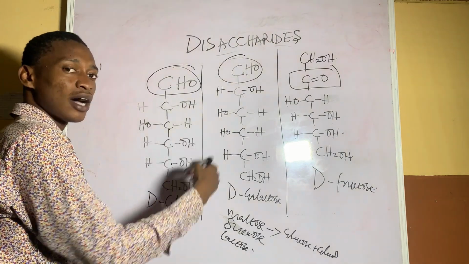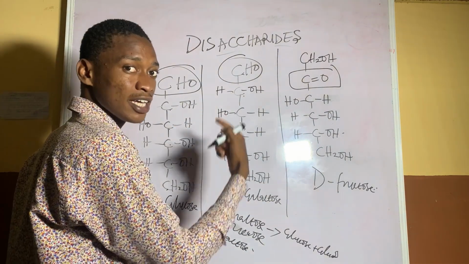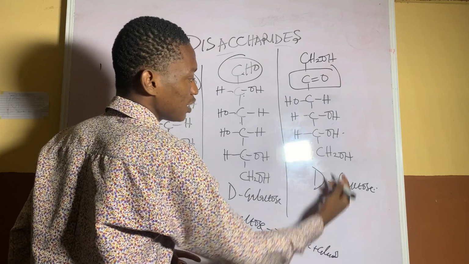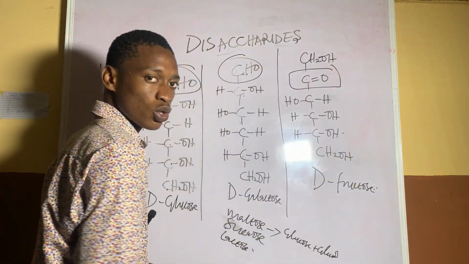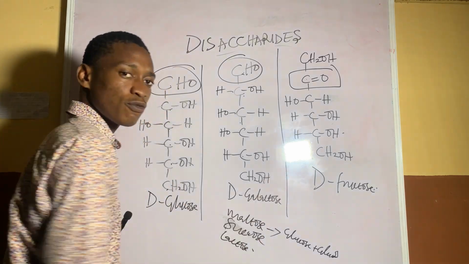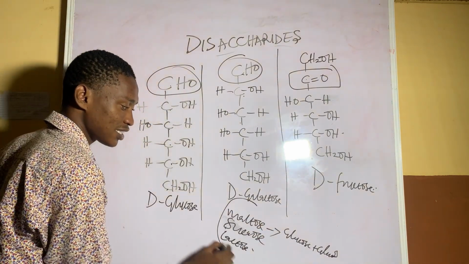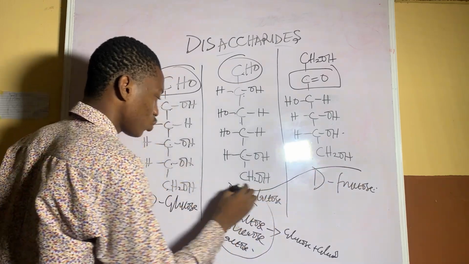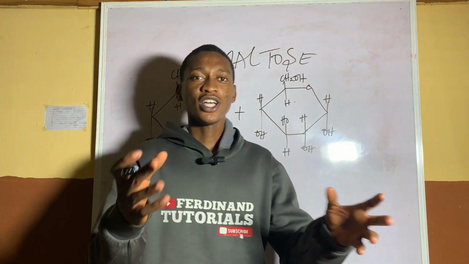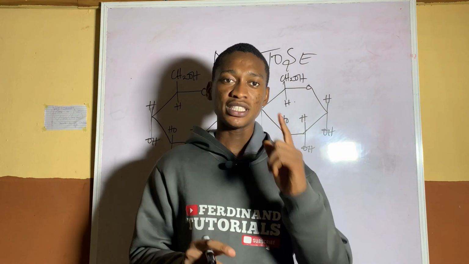So we call them what? Aldohexose because they have an aldehyde functional group. Now if we come here, this is a ketone functional group, C=O, and it has 6 carbon atoms. So it's called what? A ketohexose. So we cannot form any disaccharide, especially these three disaccharides, maltose, sucrose, and what? Lactose, without the combination of these separate monosaccharides.